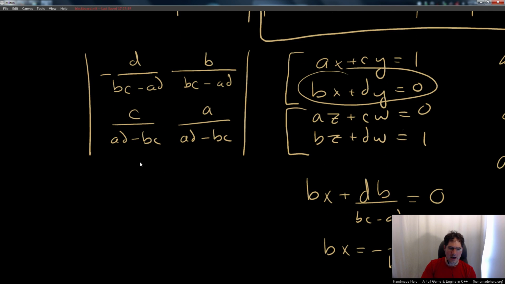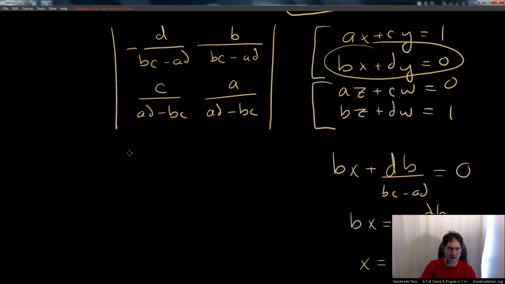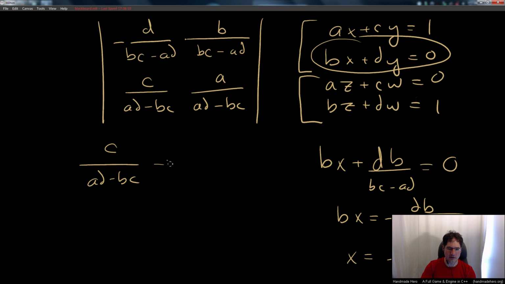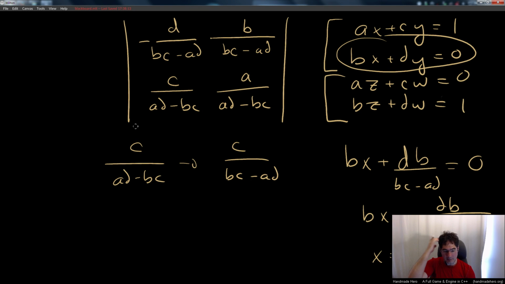Because if I wanted to, I could turn this into the same divisor just by negating this term, right? If I have C over AD minus BC, and I want that to look like C over BC minus AD, all I have to do is multiply it by -1 over -1, which is equal to 1. If I multiply that, I would just get negative C over negative AD minus BC, which is BC minus AD, right? So I can produce this just by doing that. I can regularize it so that it has the same bottom as the rest of these guys.